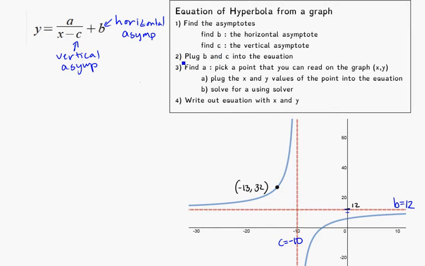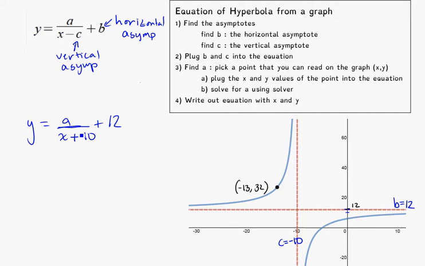Second step, plug b and c into our equation. So I was going to have y is equal to a over x minus c plus b. But now instead of writing b, I'll write 12. And instead of writing c, I'm going to write negative 10. But you notice that's a double negative under there. So a negative and a negative become a positive. So leave the negative in the general equation and just put in your c. If there's two of them, you turn it to positive. If there's one of them, you just leave it negative. We'll see that in some other examples as well.